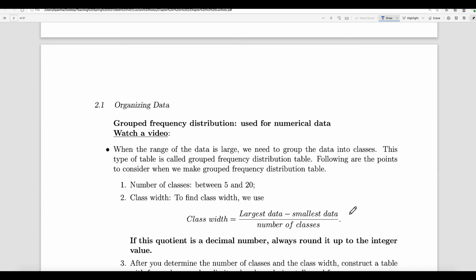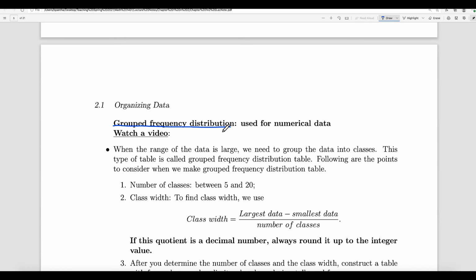So the next thing we want to do is, if the data is given in numbers, or numerical data, or quantitative data, how do we organize this data in a frequency distribution table? Okay, how do we make a frequency distribution table? For this type of table, we call it the grouped frequency distribution table, meaning we make groups of the data.